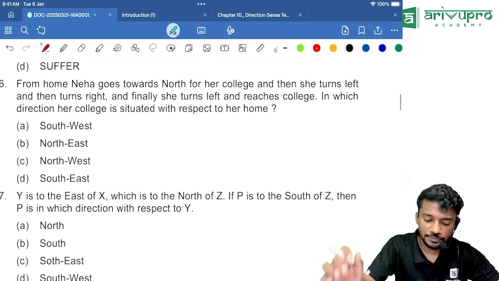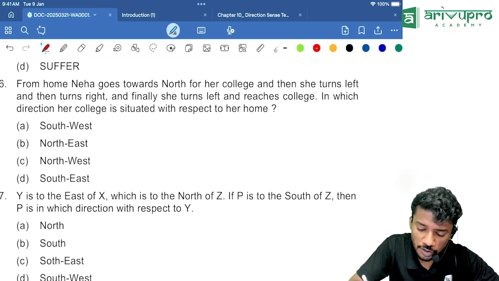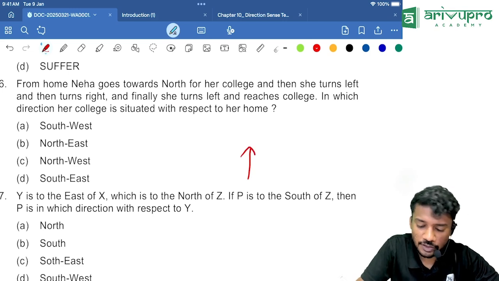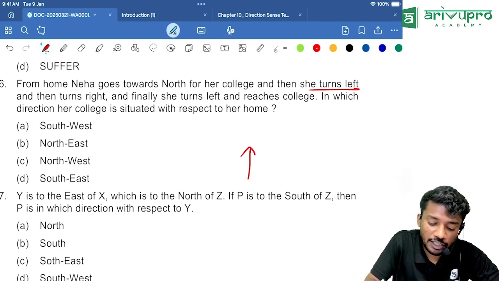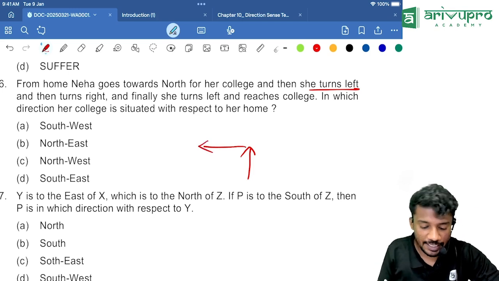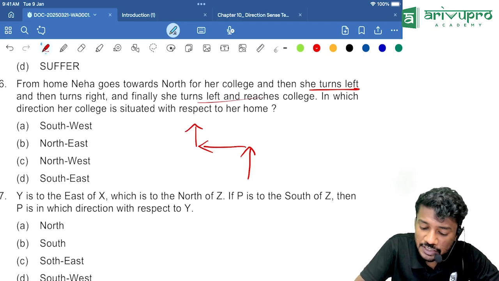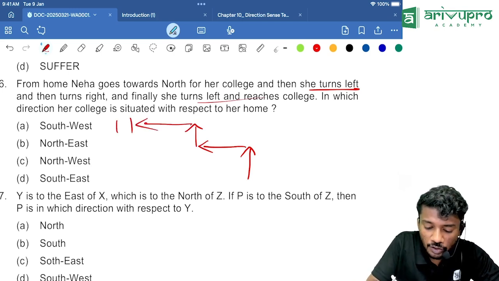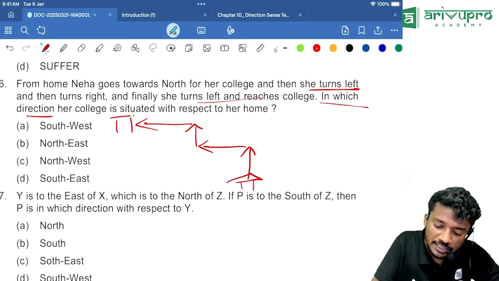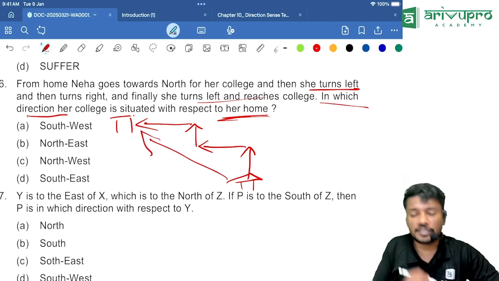Solve the question. From home, Neha goes towards north. Where is she going? Towards north, for her college. And then she takes a left turn. Left turn means which one? Yes. Then she takes a right turn. That means north. Then she turns left again and reaches the college. So this is the college and this is her house. So in which direction is her college situated with respect to home? Answer is north.